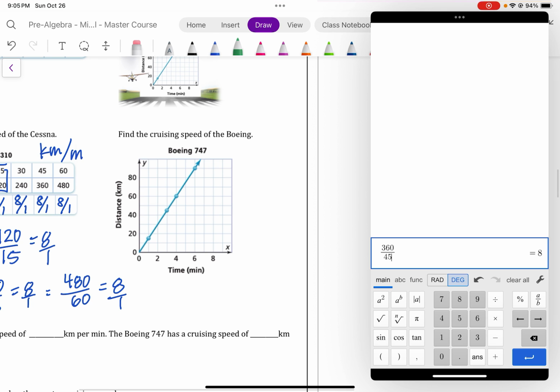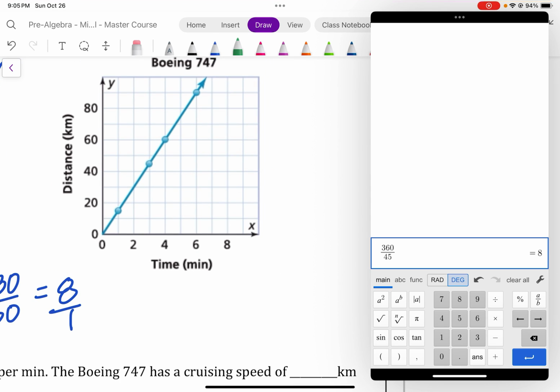And the Boeing, we want to find a perfect point if we can.